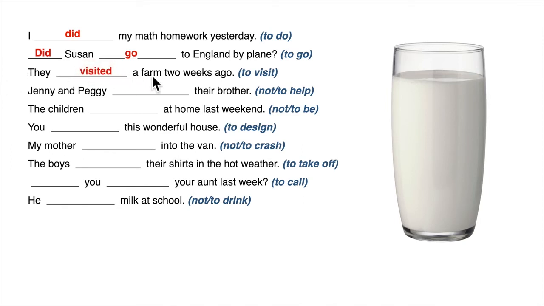They visited a farm 2 weeks ago. They went to the farm, maybe just to see it and to look around. Jenny and Peggy did not help their brother. Why not? Jenny and Peggy did not help their brother. The children were not at home last weekend. You could say, I was not at home last weekend. The children were not at home last weekend.